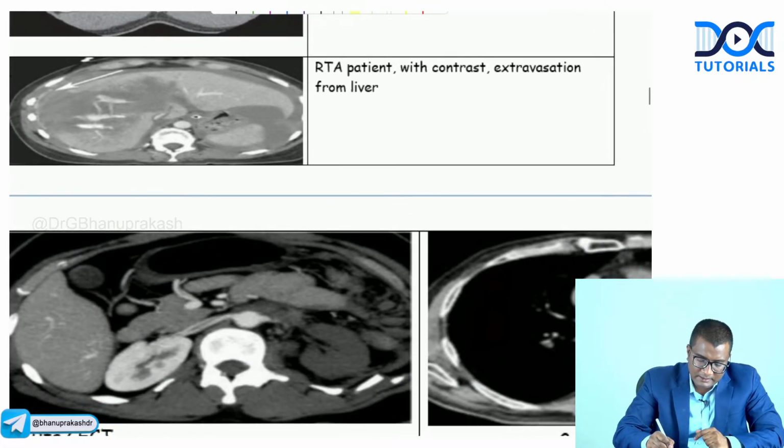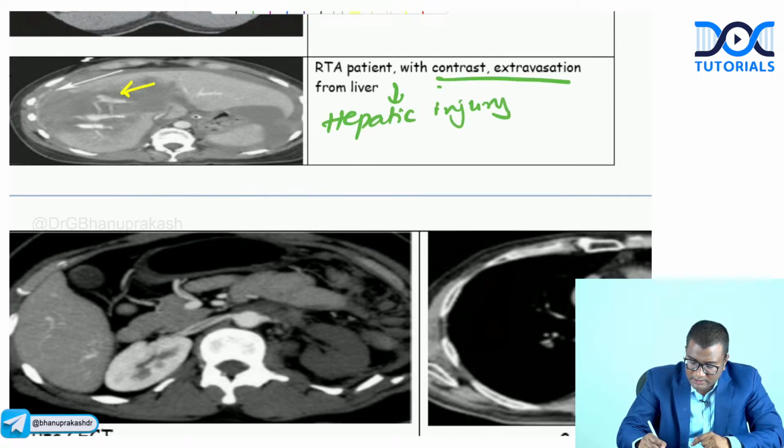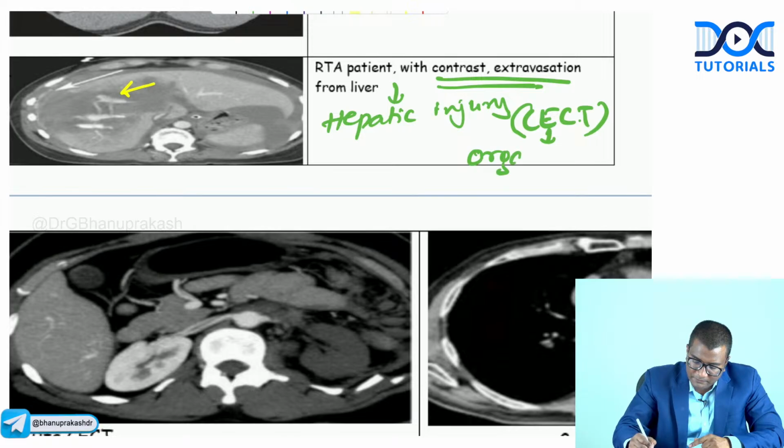Let's move to the next one. If you're seeing a patient with trauma and you are seeing contrast extravasation from the liver here, this would be hepatic injury. Hepatic lacerations or hepatic injury will show contrast extravasation from the liver, and that is the reason we say it is the CECT that tells you the organ injured, the organ of injury in abdominal trauma.